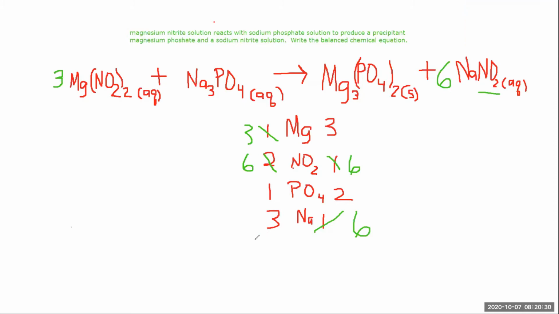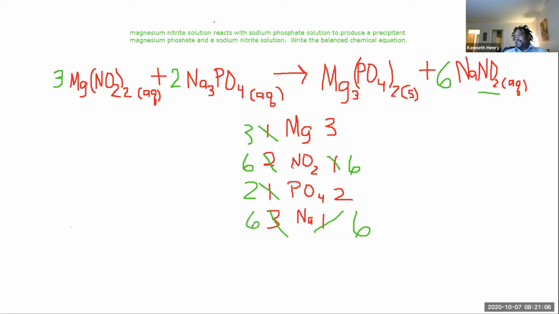Preston. Yes, sir. Phosphates. Are they balanced? No. What do I need to do to balance them? I would put a 2 on the reactant side. Okay. So that gives me 2. And then how does that change my sodiums? 2 times 3, 6. So are we good? Are we balanced now? Yeah. Piece of cake?